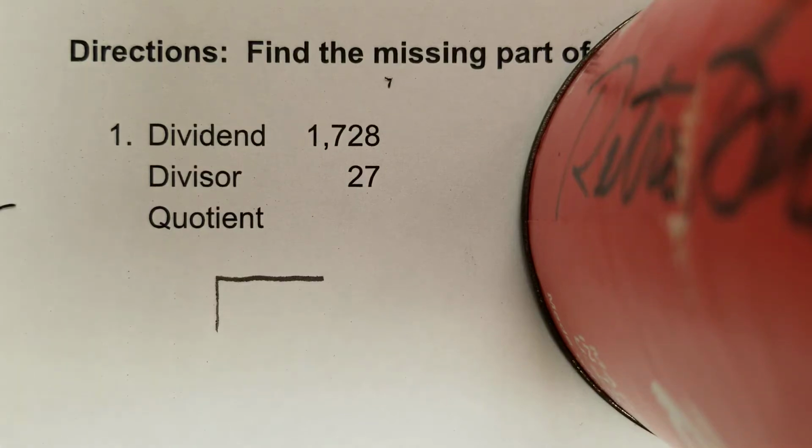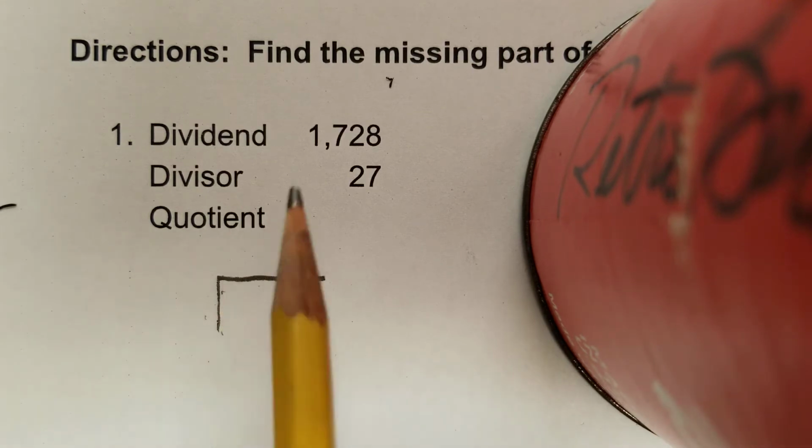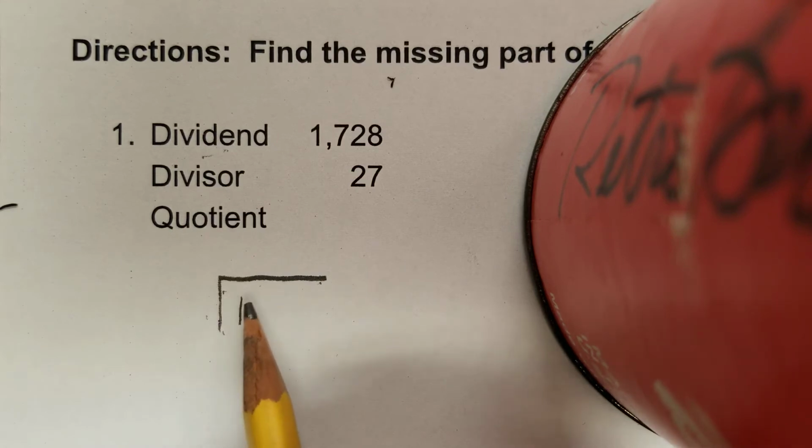So we have to find the missing part. What I'm always going to do is start out with my division box. I'm going to plug in what I have. The dividend is our large number. That goes inside the box.